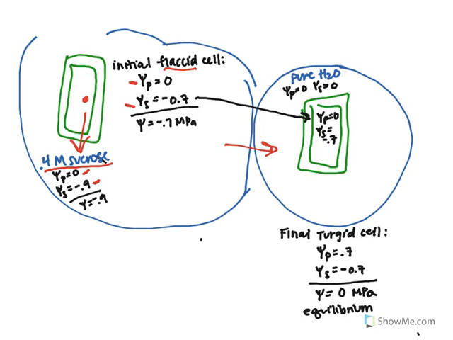If we put that same cell inside of pure water, what's going to happen is the water is going to move in, because again, pure water has no solute. And it's going to create this pressure inside of the cell. When that pressure equals the solute concentration, so here you see 0.7 and negative 0.7, then we are at equilibrium. So that's when the water will be moving in and out at the same rate. Water potential is 0 at that point.